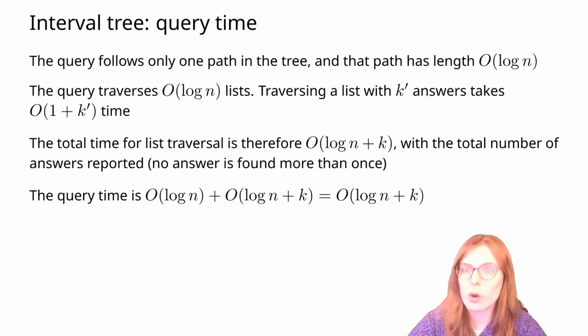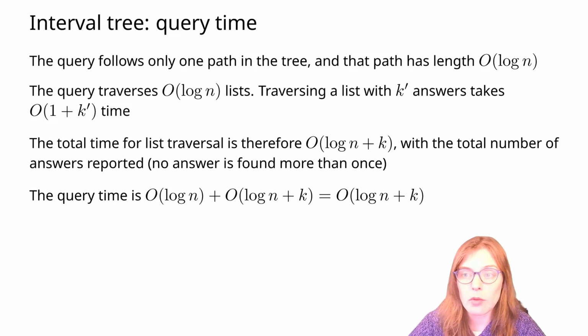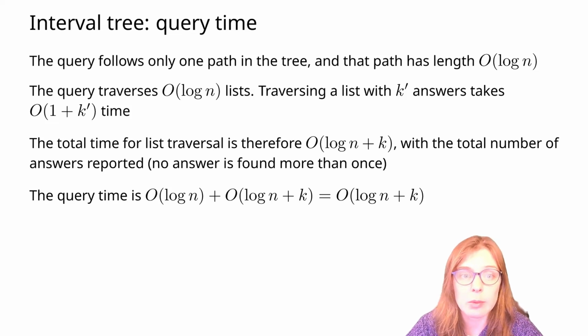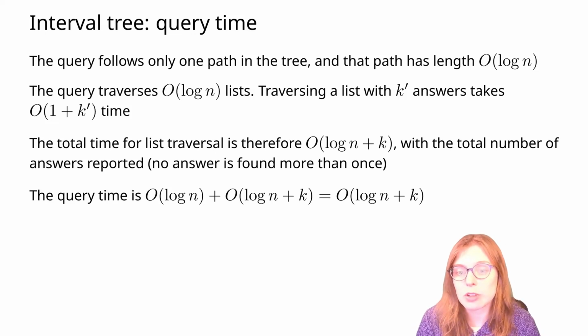Indeed, the query follows only one search path in the tree, and because the tree is balanced, the length of this path is logarithmic. For each node, the query traverses an associated list to that node, so it traverses a logarithmic number of lists. And for each list that it traverses, it reports some number k prime of intervals that contain the given query point. So traversing a list takes big O of 1 plus k prime time. Of course, the sum of all k primes adds to k, the total number of intervals reported. So the total number of all list traversals and reporting the intervals is big O of log n plus k. To put it all together, the query time is big O of log n plus k.